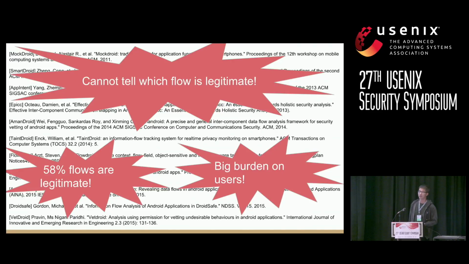For example, one of the target users for such systems would be app markets. App markets want to detect real privacy leakage in the apps on their market. Because of this limitation, they need to verify each flow's legitimacy, which is super expensive and sometimes not even possible. So we really need a system that can automatically determine each flow's legitimacy.